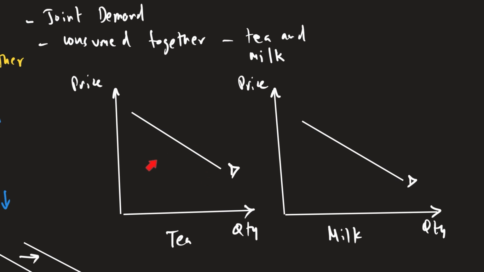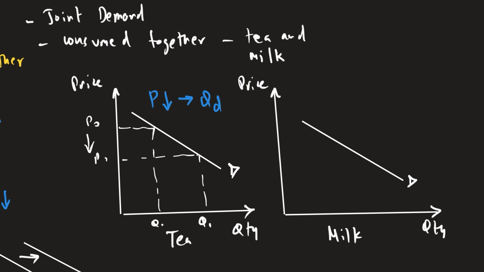So what we have here is demand for tea and demand for milk. So these are the two markets. And let's assume for some reason tea becomes cheaper. If tea becomes cheaper, that is what we call a movement along the demand curve for tea. So when the price of tea goes down, you will see quantity demanded for tea go up, because we know that there is an inverse relationship between price and quantity demanded, and this is what we call a movement along the demand curve.